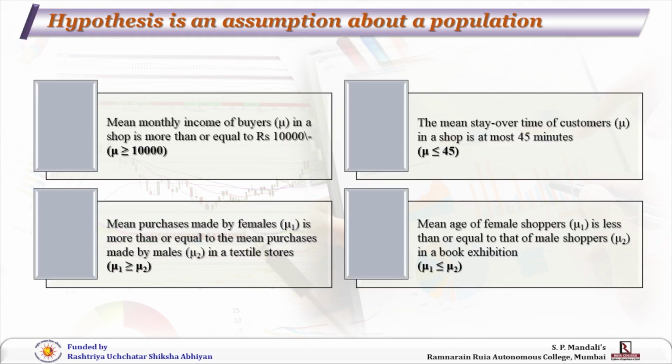Hypothesis is an assumption about the population. Population is generally tested with the help of its parameter, usually a mean, say mu. This mu can be equated to a constant and it is tested in different formats. Hypothesis can be tested as mu greater than or equal to a constant or mu less than or equal to a particular constant. If we are talking about two different populations, hypothesis can be a comparison of the two means, say mu1 and mu2, mu1 greater than or equal to mu2 or mu1 less than or equal to mu2.